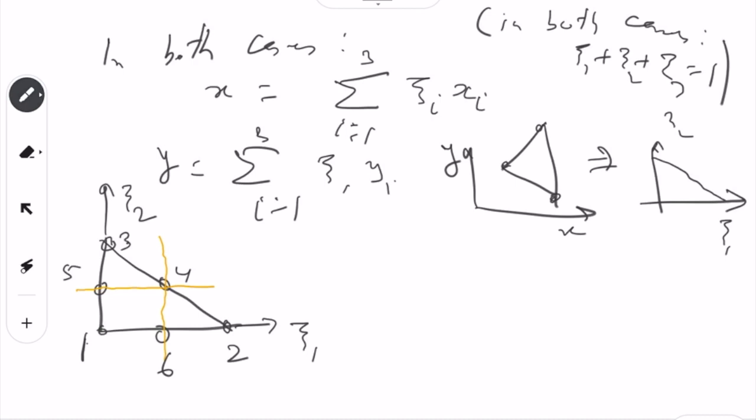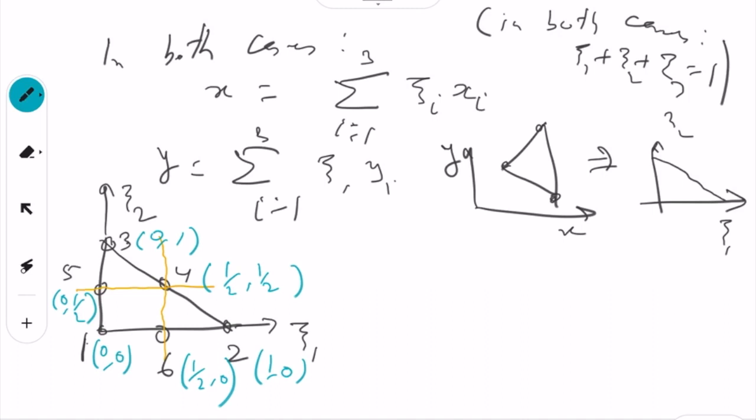Coordinates of the nodes let's write in terms of this. So 1 will be 0 0, 2 will be 1 0, 3 will be 0 1, 4 will be half half, 5 will be 0 half, 6 will be half 0, like this. Okay. Now based on this you can actually find the value of the shape functions. There will be 6 shape functions.